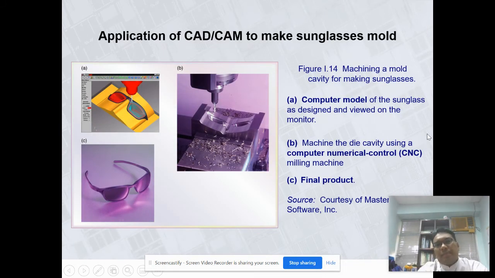So there's another example of application of CAD and CAM in making a sunglasses mold. The first step is that you create a computer model of the sunglasses, designed and viewed on the monitor. You can design it using CATIA or SolidWorks. Then you go to the CNC machine and machine the die cavity using a CNC computer numerical control milling machine. From this you get a mold, which is inserted in the injection molding machine, and then you can come out with a final plastic product like this.